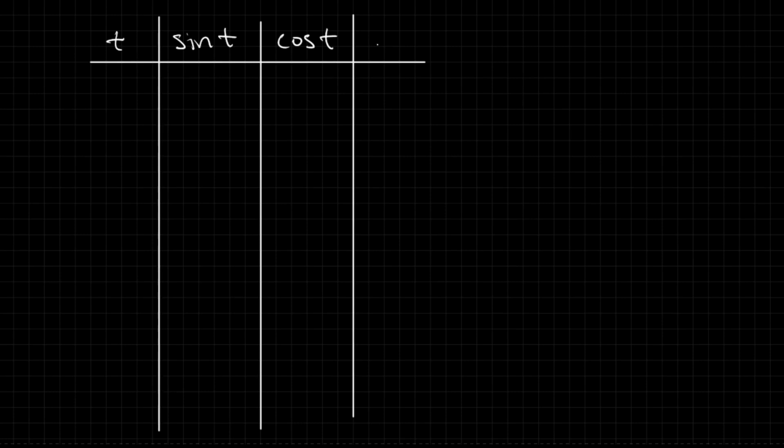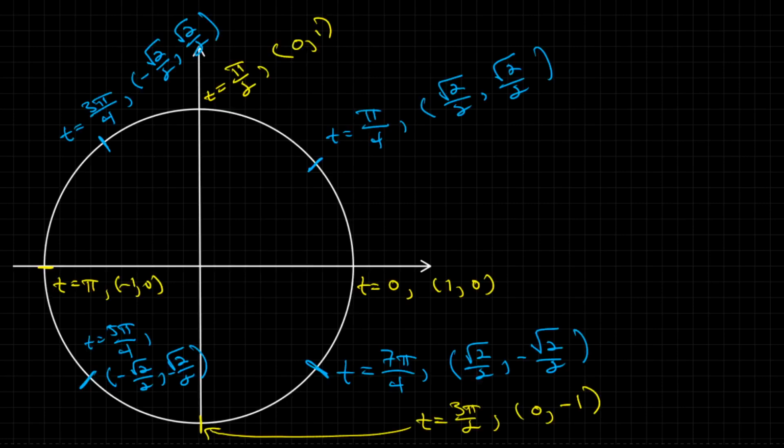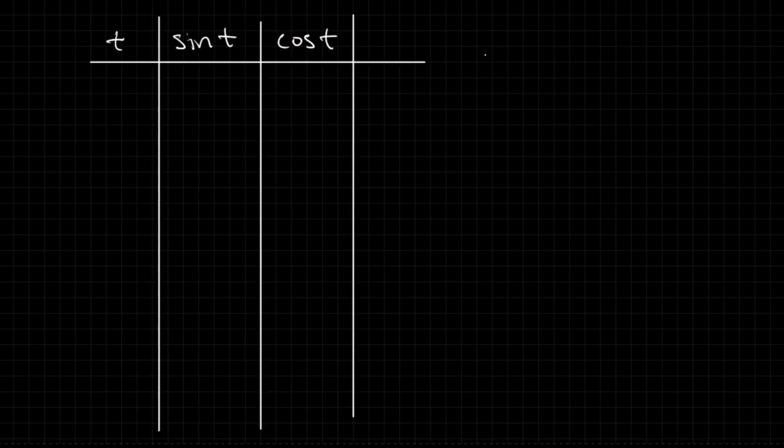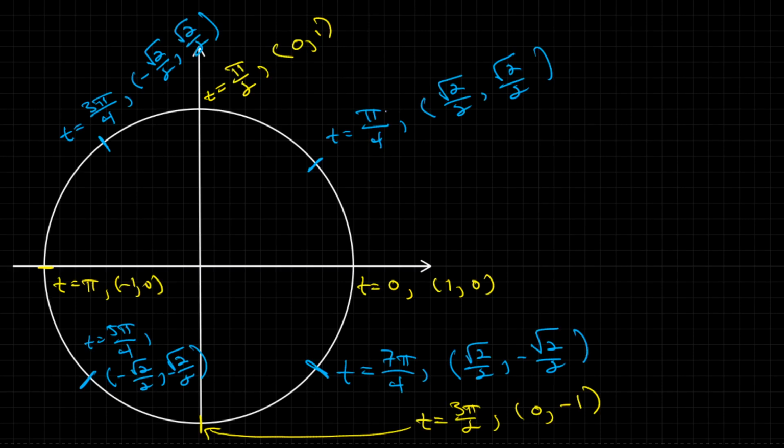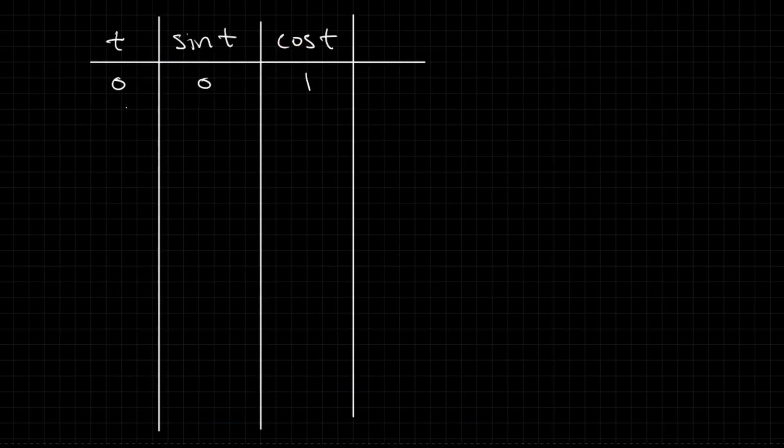So here I have a table. I'm going to include a table for both sine t and cosine t, and then we'll draw a sketch resulting from this table. So the first t value here is t equals 0. And for t equals 0, cosine is 1. So at t equals 0, cosine of t is 1, and sine of t is 0. Then the next value of t is pi over 4. So at t equals pi over 4, sine of t and cosine of t are equal. They're both root 2 over 2.